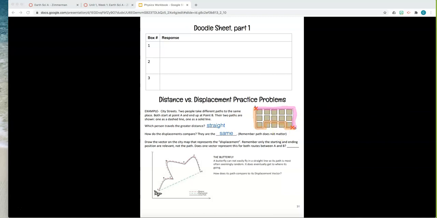And the last one, it talks about drawing a vector, and a vector is just a fancy word for a line. If I draw a vector between the starting and finishing points, does that vector work for both people's paths, both the straight path and the dotted or dashed path? And the answer is yes, it does. It's the same starting point and ending point for both, so it doesn't matter how they got there. Pause this video if you need.